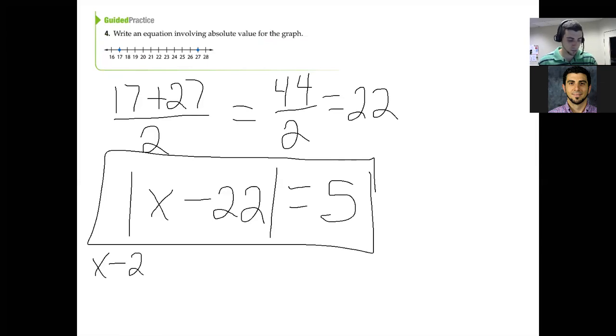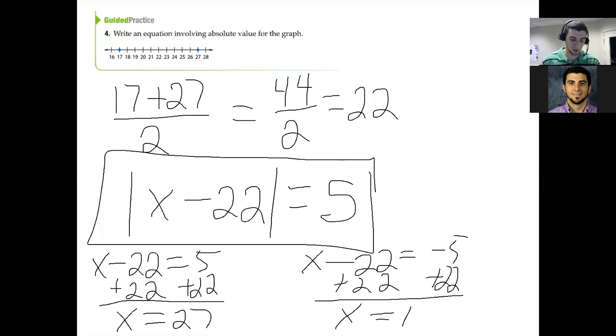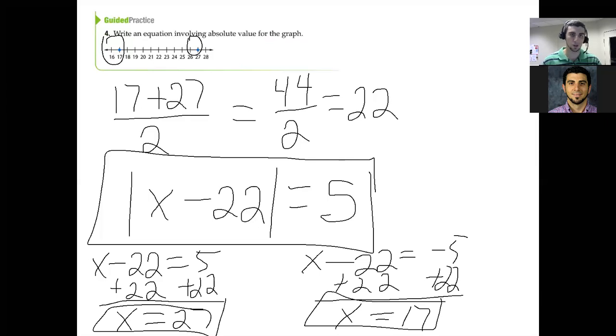If I do x minus 22 equals 5, that's case 1. Then you add 22 to both sides, and you get x equals 27. And if you do case 2, x minus 22 equals negative 5, and add 22 to both sides, you get x equals 17. Those two numbers correspond to the endpoints, the solutions on the graph that we started with. So it's kind of like they graphed the answer and you came up with the absolute value equation. In the first couple examples we did in this video, we were given the absolute value and then we had to graph the solution.